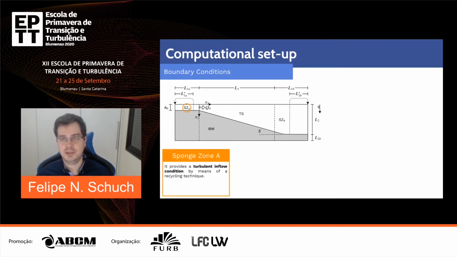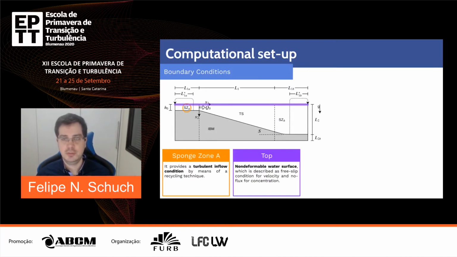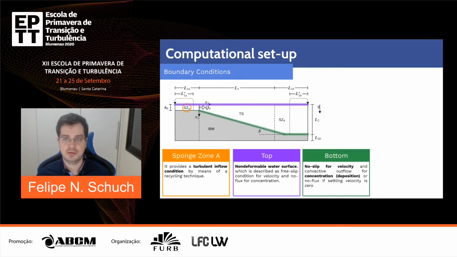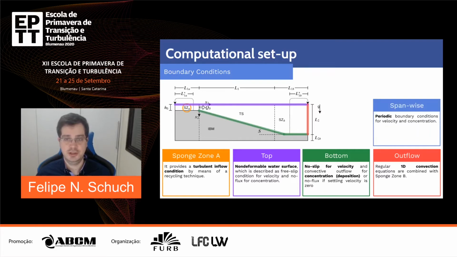Turbulent flow is provided by sponge zone A. Non-deformable water surface at the top. No slip for velocity and concentration at the solid-fluid interface. The convection equation at the outflow boundary. Periodic condition in the spanwise direction. And the initial condition is freshwater at rest.